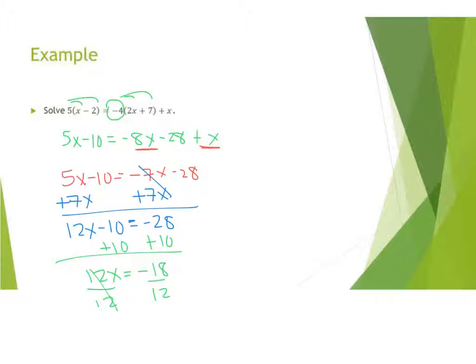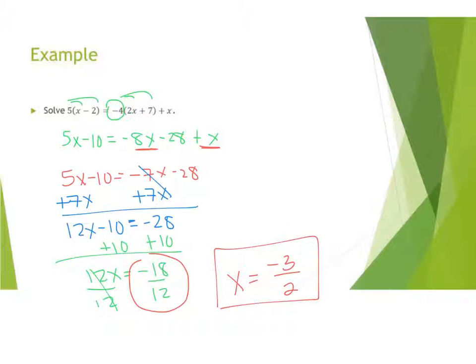Now, I want you to reduce this fraction. Don't put it in your calculator and give me a decimal. I want a reduced fraction, and an improper fraction is awesome. So 6 goes into both of those. 6 goes into 18 3 times, and 6 goes into 12 twice. And that is how I would like your answer.